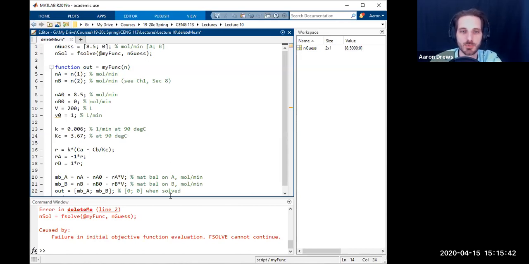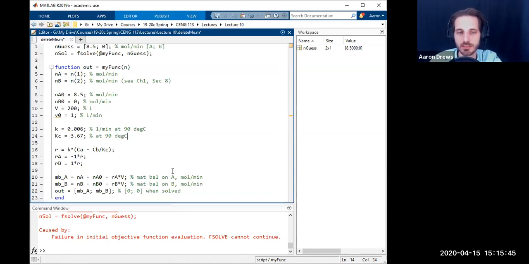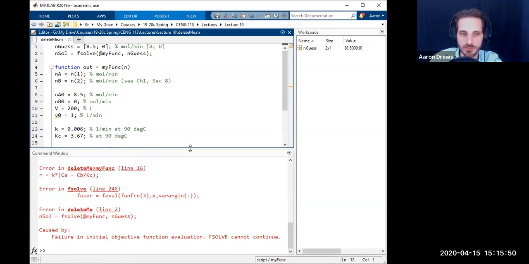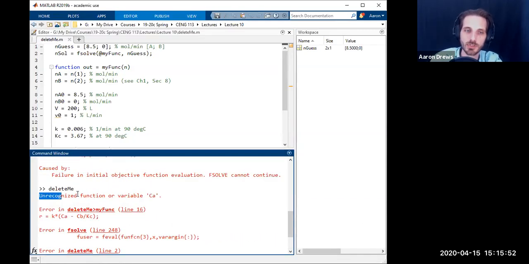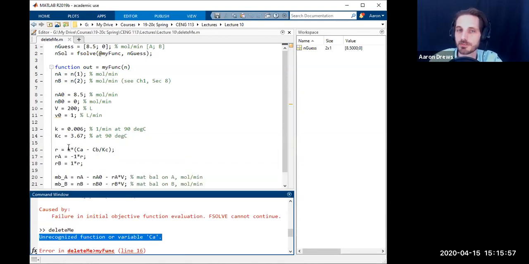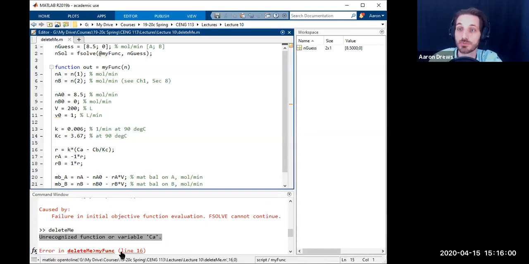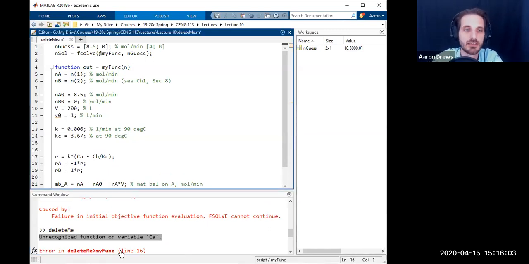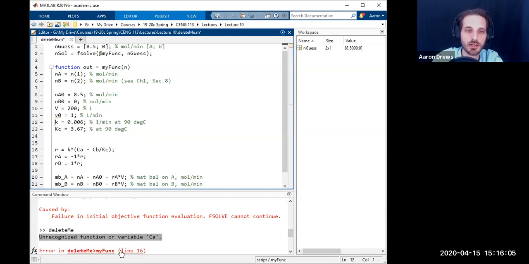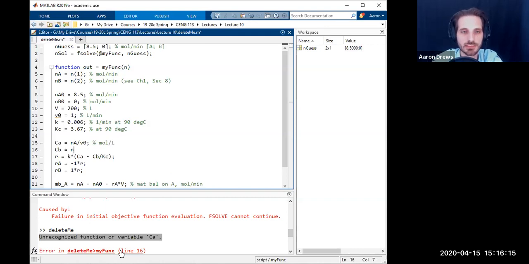So maybe I think at this point, wow, I've typed a lot of stuff. I think I've got it all in there. Let's try and run this again and see if I've got everything. If I run it again and I check my errors, I can see that, nope, I just forgot one. Unrecognized function CA. Because I've been writing this in a fairly general way, I can continue to use fairly general definitions and say, if I need to know what CA is, I know that CA is defined as NA divided by V0, and this will have units of moles per liter. And I know that CB is NB divided by V0, mole per liter.